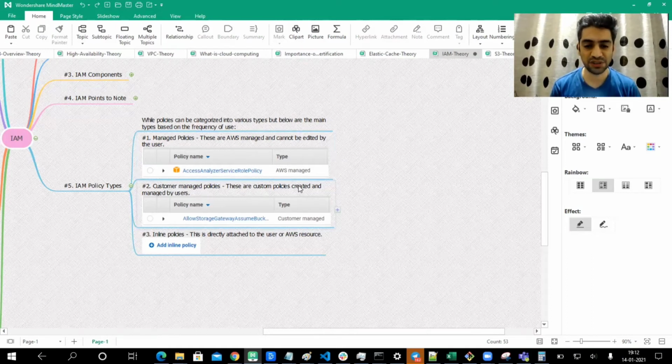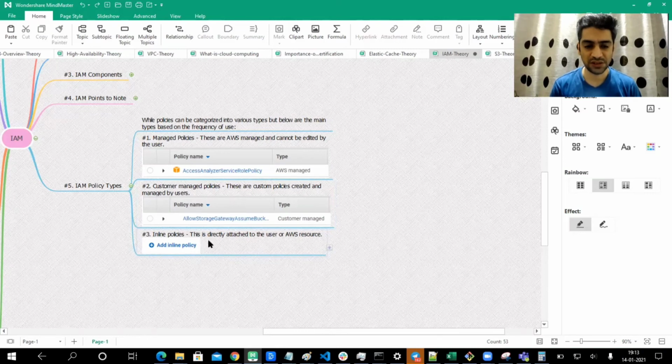These are custom policies created and managed by users. You can see this is the policy which we created: allow storage gateways assume buckets. Here we are allowing storage gateways, which is again an AWS service, to assume or access buckets, which is nothing but the S3 service. So your storage gateway service is talking to the S3 service. This is a customer managed policy, which means it's created by the user, so you can specifically define what you want to allow and what services you want to deny.